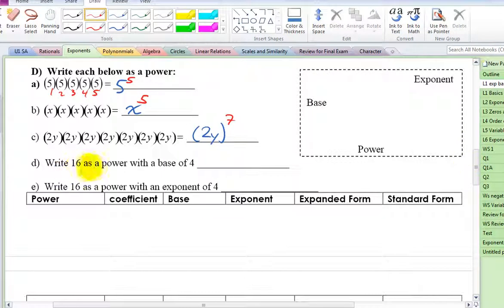Okay, now we're going to go backwards. It says write 16 as a power with a base of 4. So the base is 4, it equals 16, and they're saying, what should the exponent be? Guess and check on your calculator or in your head. Yeah, you just need 2 of them. Okay. Well, the next one, 16 as a power. This time your exponent is 4. What could the base be? Always start with small numbers, folks.